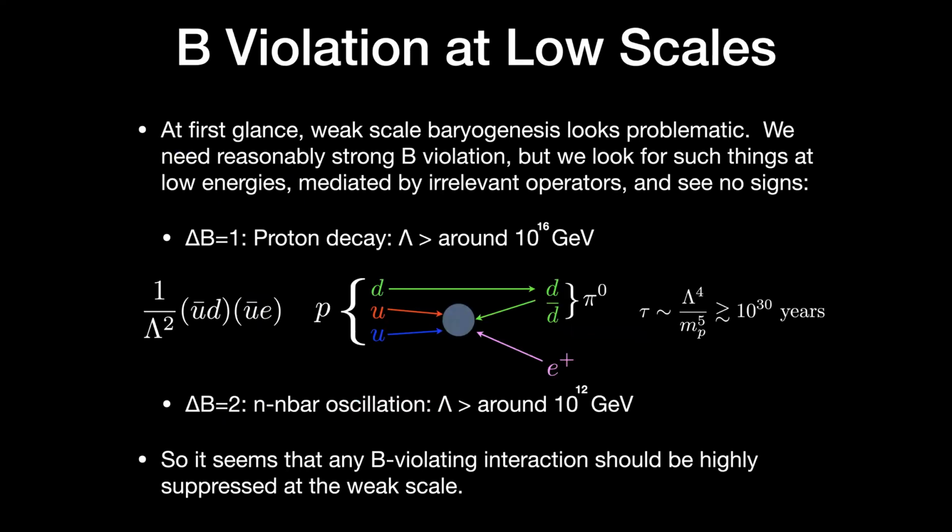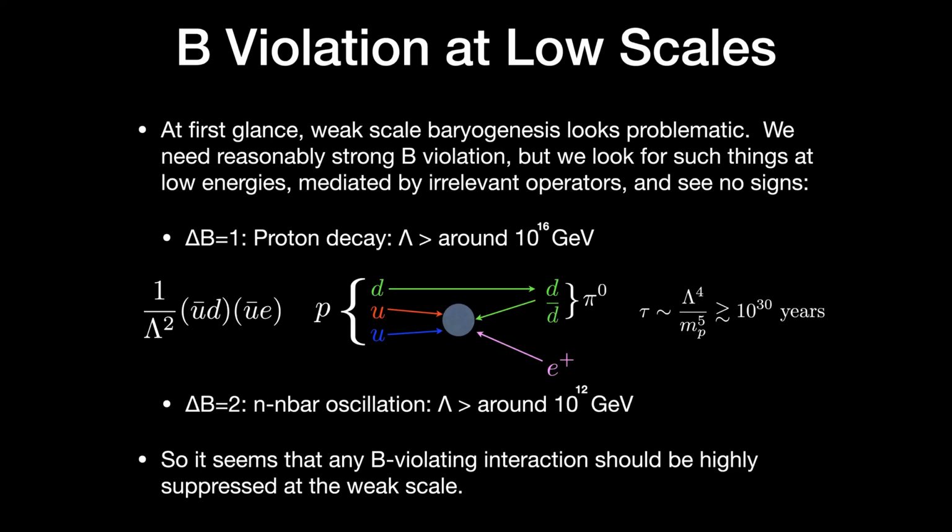So at first glance, making baryogenesis work at the weak scale looks kind of dangerous. You need to have reasonably strong baryon number violation, but when we look for things like that at low energies, say mediated by irrelevant operators, we don't see any signs that something like this is happening. And of course, the very famous baryon number violation testing process that we look at is proton decay, which we've been looking at for decades now.